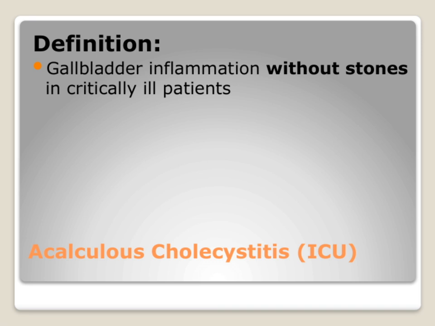Recognizing that gallbladder inflammation can occur without stones helps us consider it in our differential diagnosis when patients develop abdominal symptoms or signs of infection, even if imaging doesn't show stones. So, in summary, acalculous cholecystitis in the ICU setting is a significant, often under-recognized cause of gallbladder inflammation, and understanding its key features helps us provide better care for our most vulnerable patients.